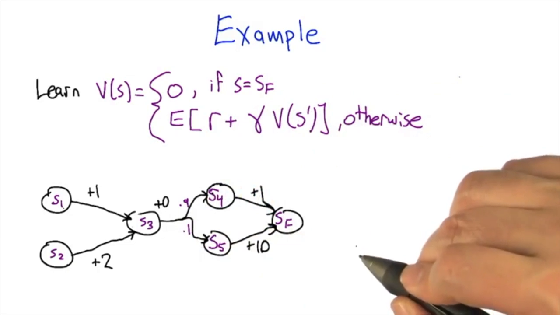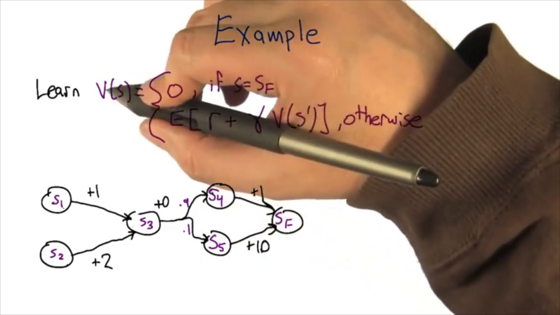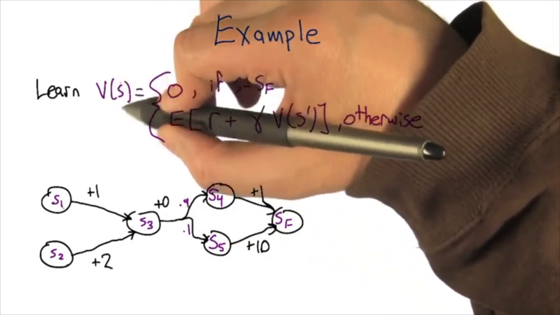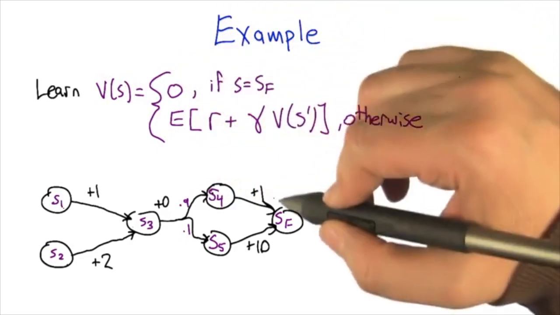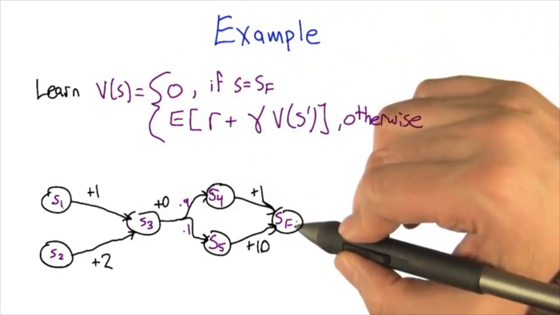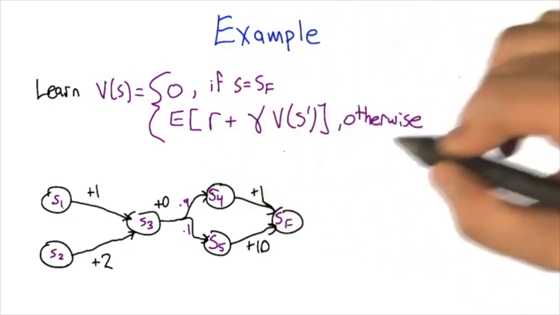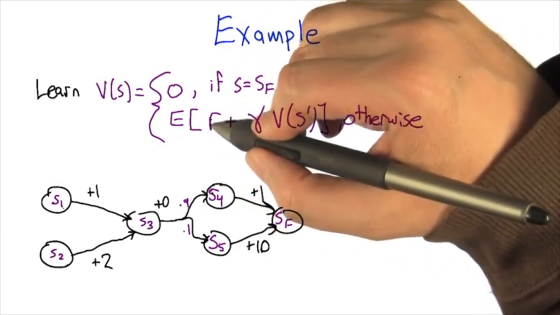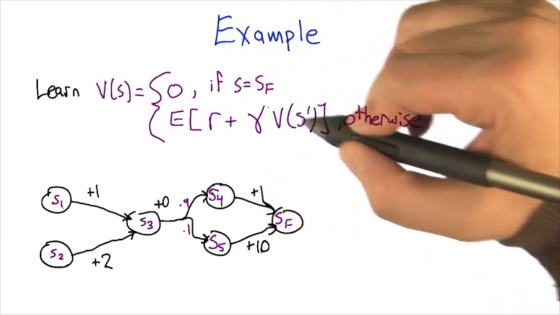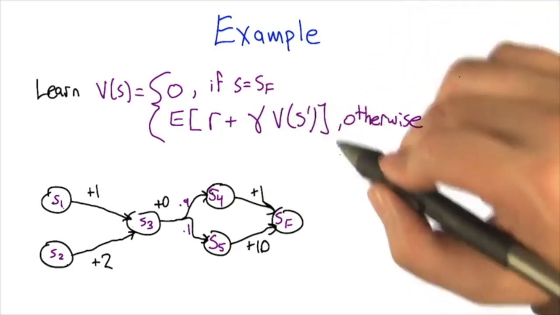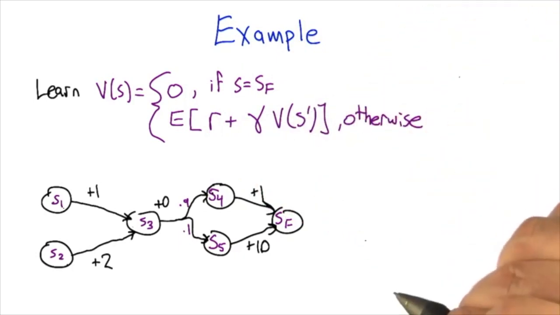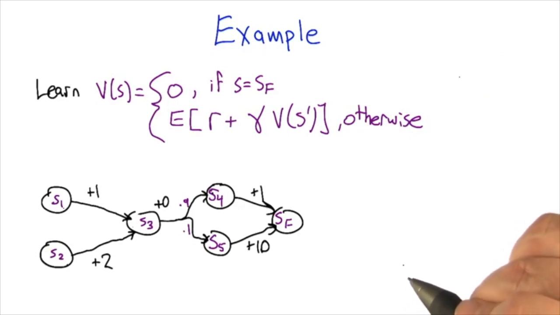Okay, that makes sense. And what we'd like to learn here is a value function, a function that maps the state to some number, where that number is set to 0 for the final state. And for every other state, it's the expected value of the reward plus the discounted value of the state that we end up in, averaged across all the different states we might end up in. Okay, that makes sense. Great. Okay, good. Then let's have a quiz.